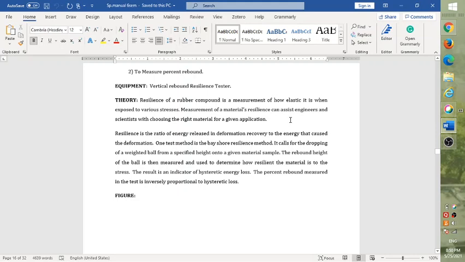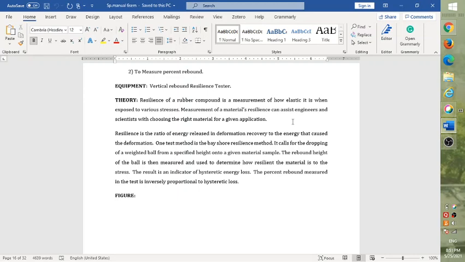So most people don't even know the meaning of the word resilience. Okay, so resilience is nothing but someone or something that bounces back into shape or recovers quickly.